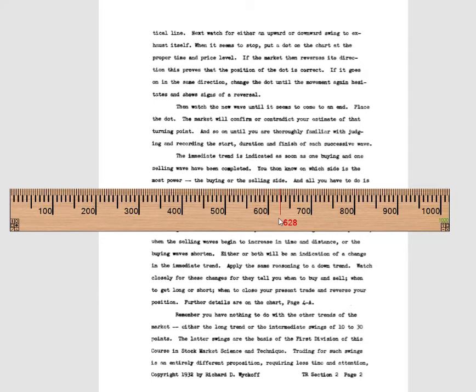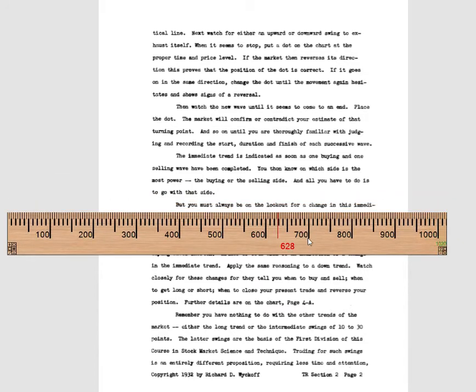You then know which side has the most power. Is it buying or selling? How do you know? You just take the time and distance and compare it to the pullback's time and distance. If the up waves are greater in time and distance than the down waves, up waves have more power. They have more buying power and lasting power. Buying power meaning distance, lasting power meaning time. All you have to do is go with that side, but you must always be on the lookout for a change in trend, because this happens all the time, and also false moves. We'll see this a lot in the morning. So you must always be on the lookout for a change in this immediate trend.